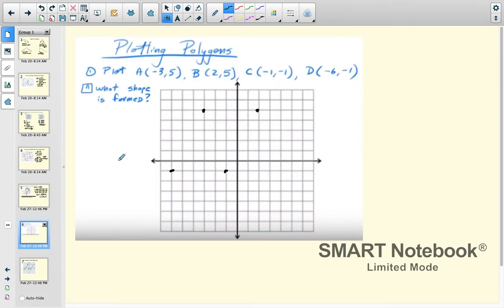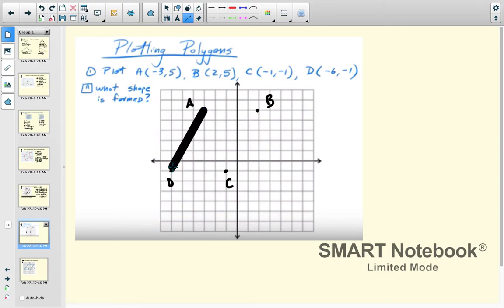All right, 2 more. So this one says plotting a polygon. Okay, so I'm going to start here. I kind of already have my dots here from earlier, but negative 3, 5. So this is going to be my A, right? And then my B is going to be at 2, 5. All right, and then C is over here, negative 1, negative 1. All right, so got my points, and then D is at negative 6, negative 1. All right, so I'm going to take a minute here and connect all of these.